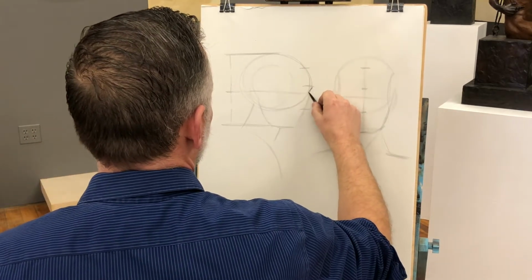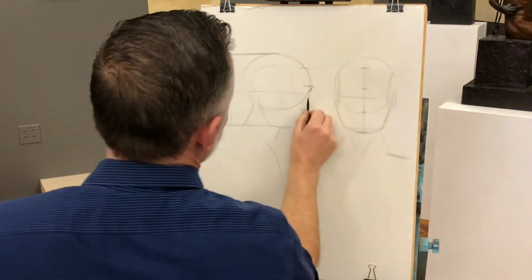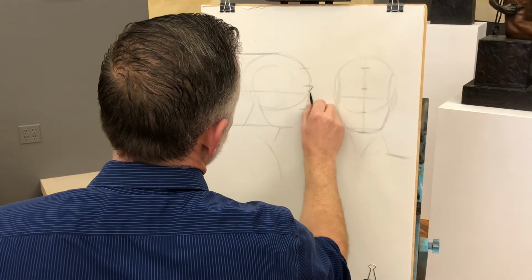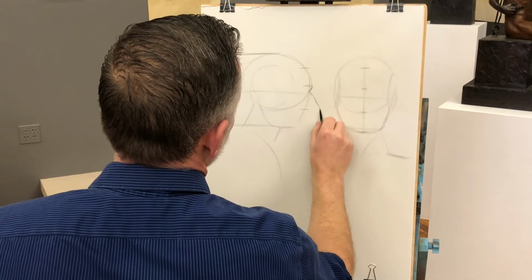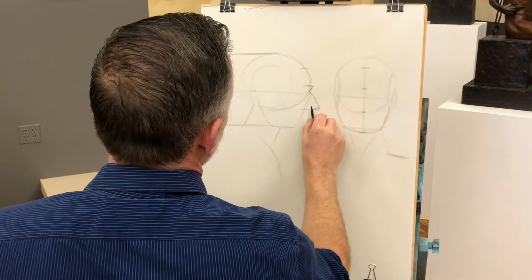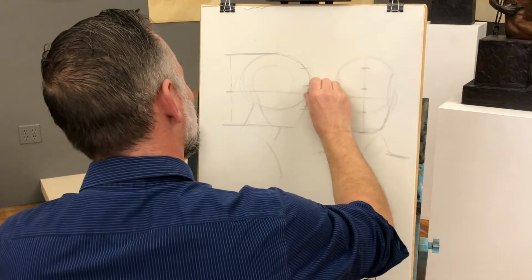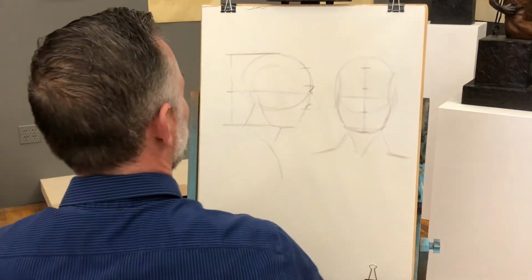So here's our little glabella going back that way. Our nose kind of comes down, sometimes has a little bit of a crook there. That's maybe a little too over-exaggerated there, Eric.